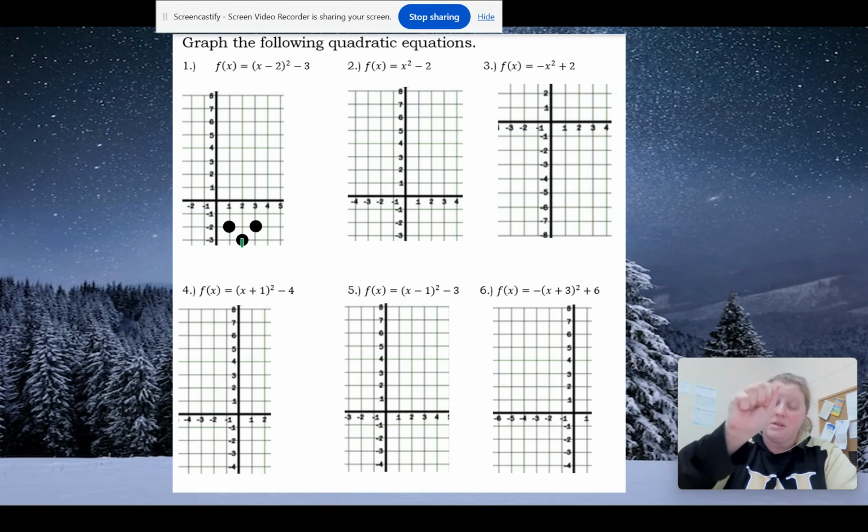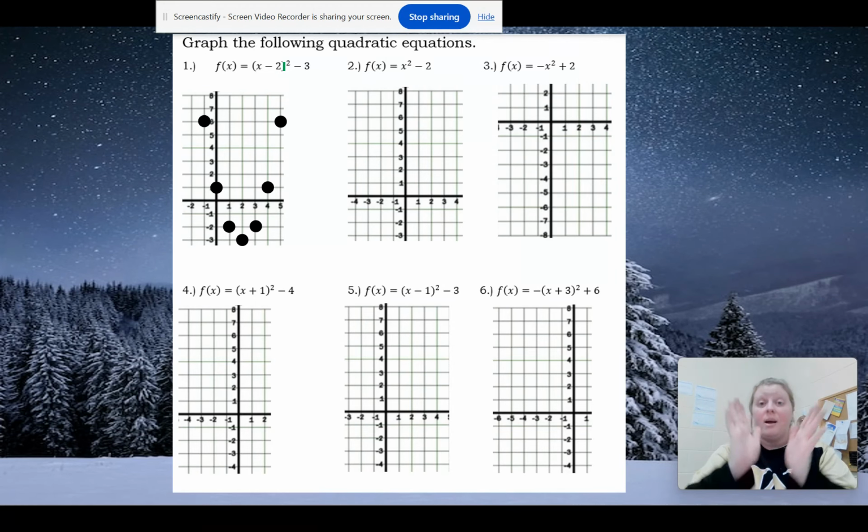Pencil back on the vertex. We go over 2 and up 4. Put a dot. Pencil back on the vertex. Go over 3, up 9, and you can see this nice U, this parabola, that's starting to emerge.